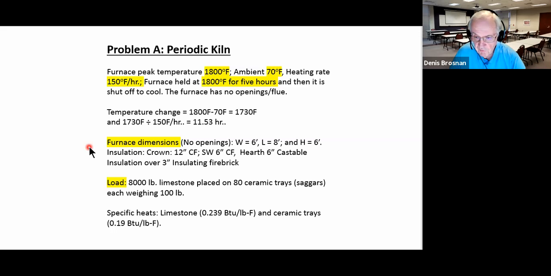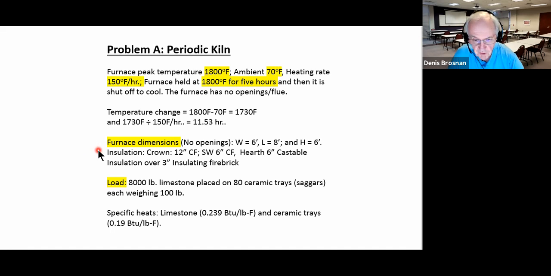As far as dimensions, this furnace is 6 feet wide. The kiln car or hearth is 8 feet long, and the height of the kiln is 6 foot. So it's a fairly small lab or pilot plant kiln. The crown has ceramic fiber, 12 inches. Usually put a little bit more of that in the crown since heat rises. The sidewalls, 6 inches of ceramic fiber or rigid CF, of course.